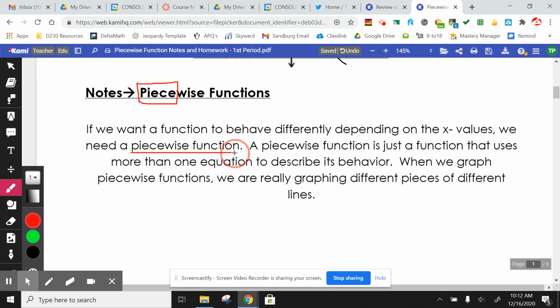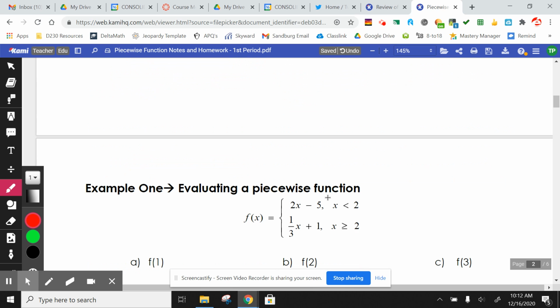A piecewise function is just a function that uses more than one equation to describe its behavior. When we graph piecewise functions, we are really graphing different pieces of different lines. And they're not necessarily always lines, but different pieces of different functions. But what we're going to start with is lines.